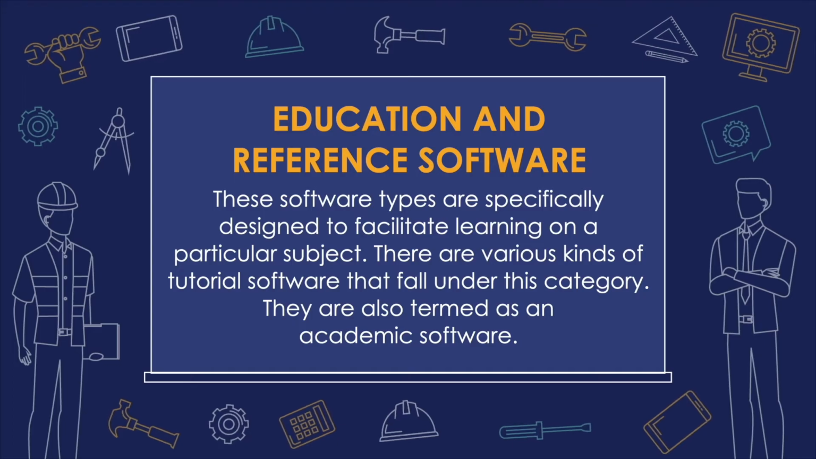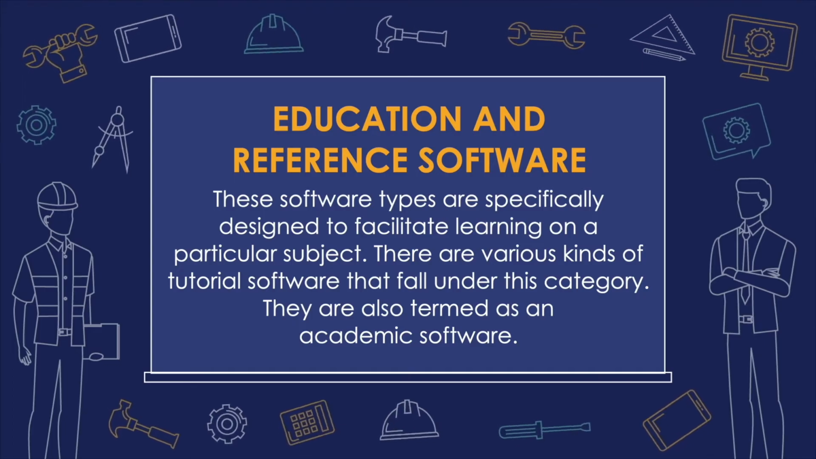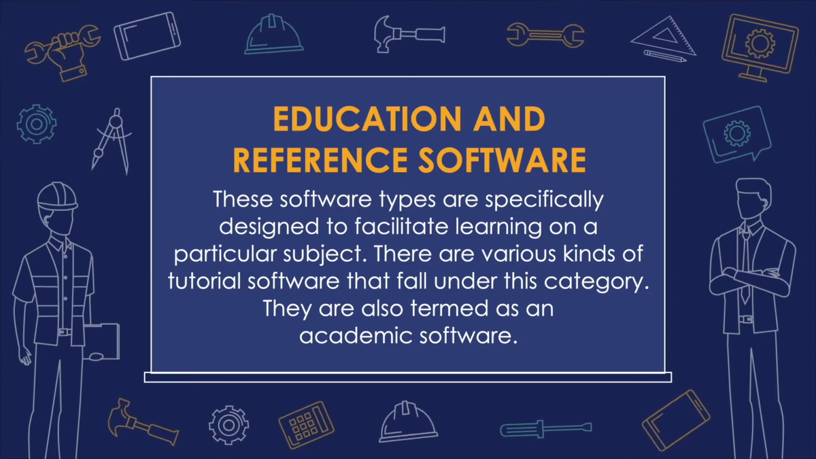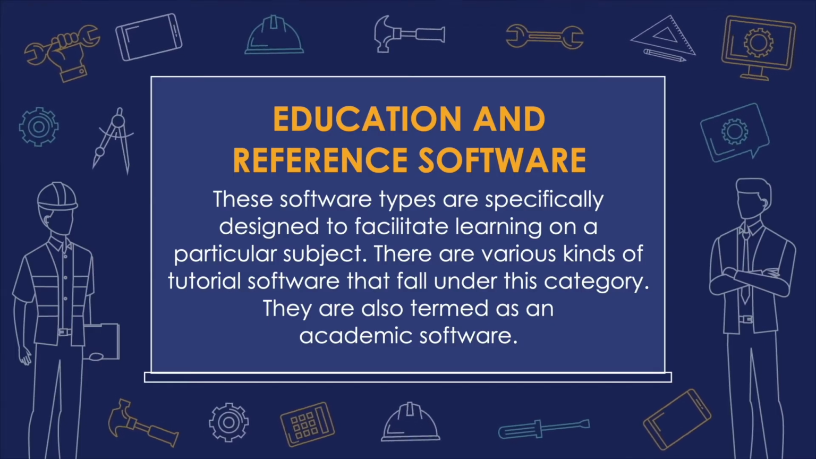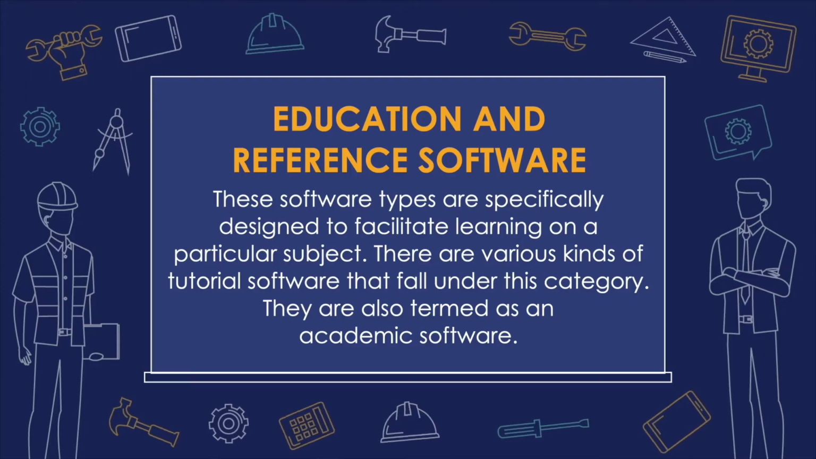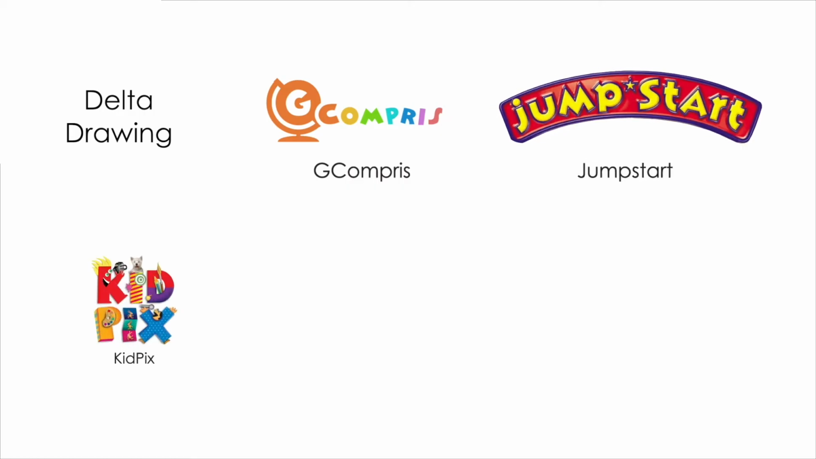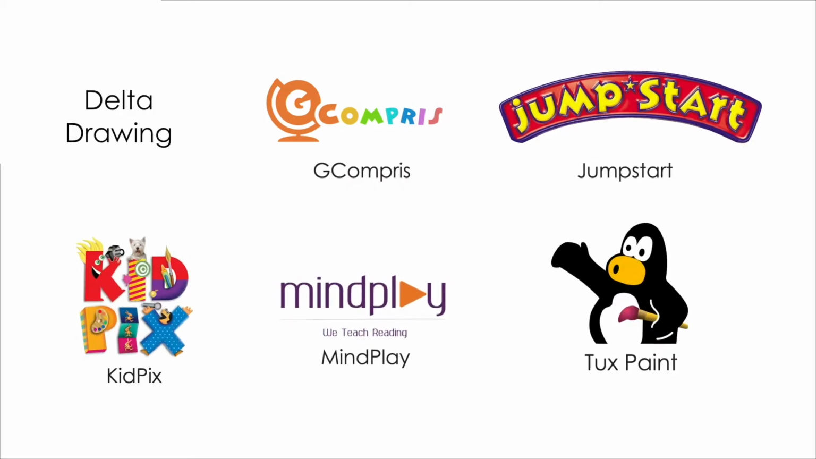Education and reference software. These are software types that are specifically designed to facilitate learning on a particular subject. There are various kinds of tutorial software that fall under this category. They are also termed academic software. Some examples are Delta Drawing, G-Compress, Jumpstart Titles, KidPix, MindPlay, and TuxPaint.